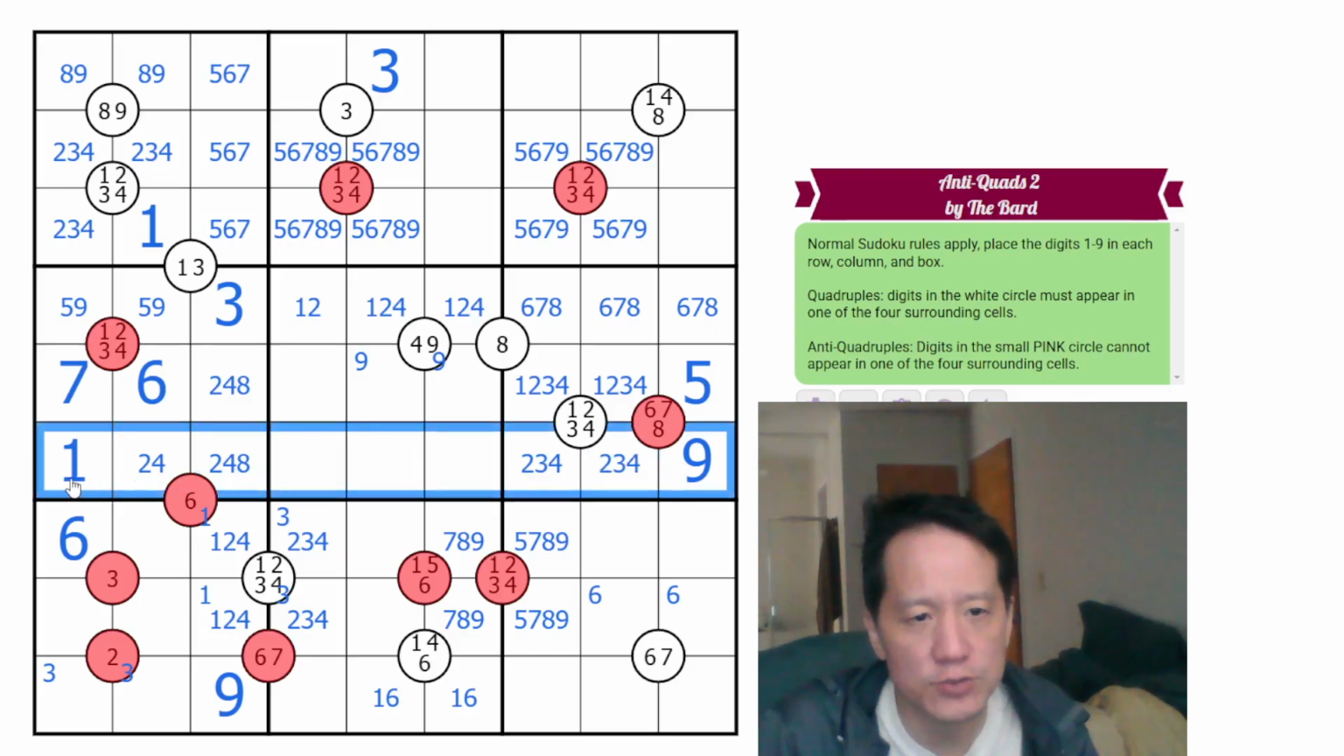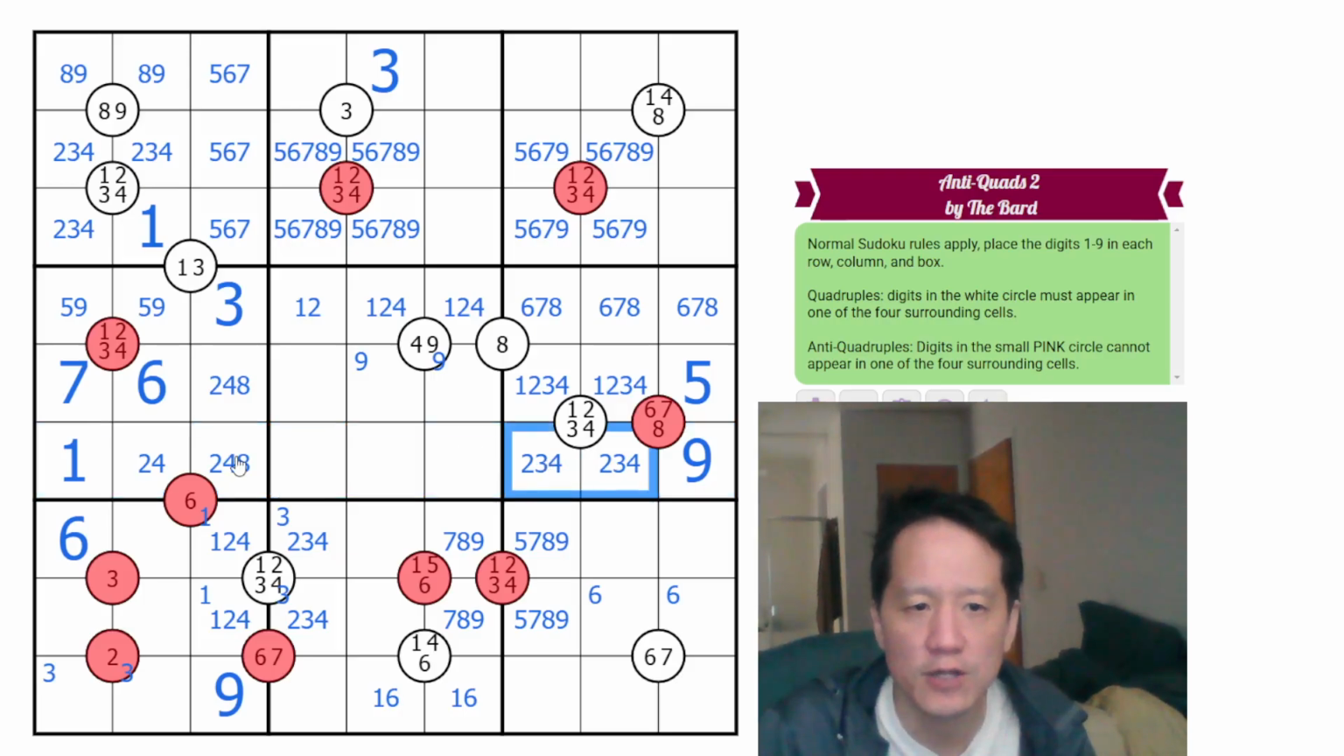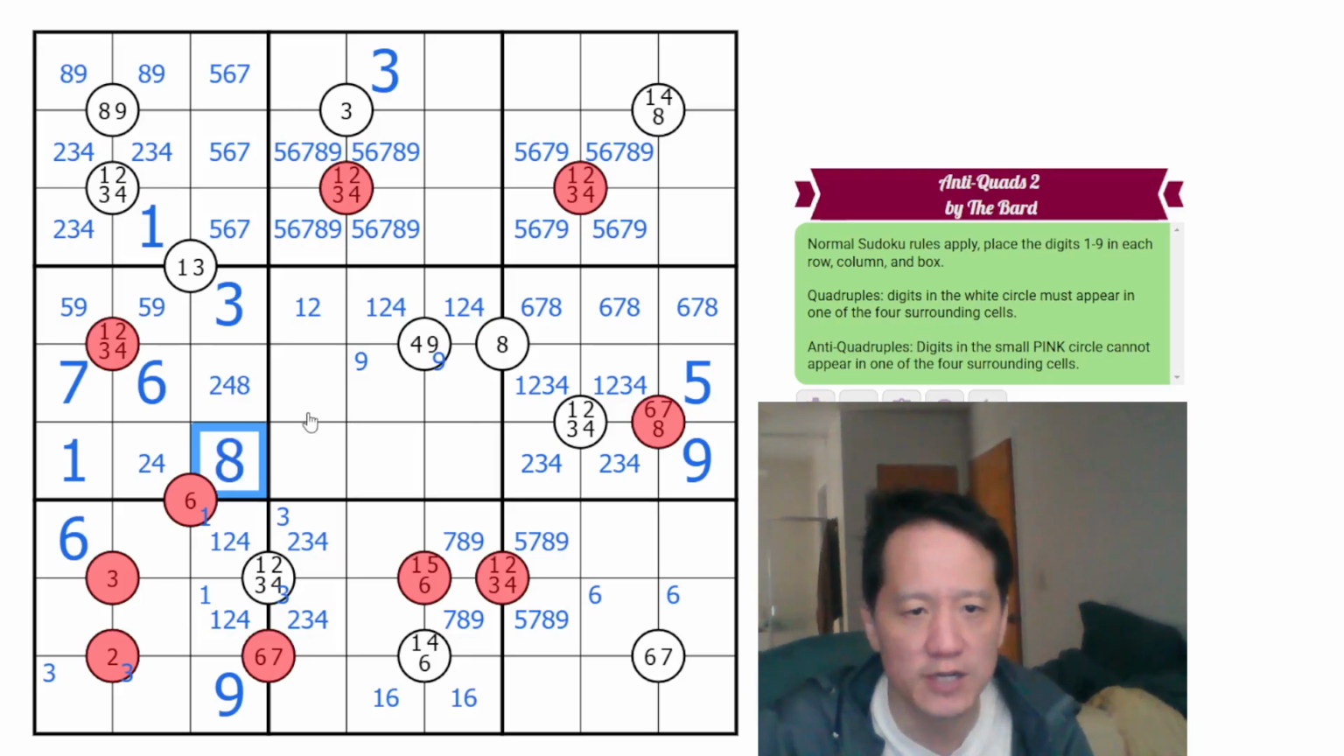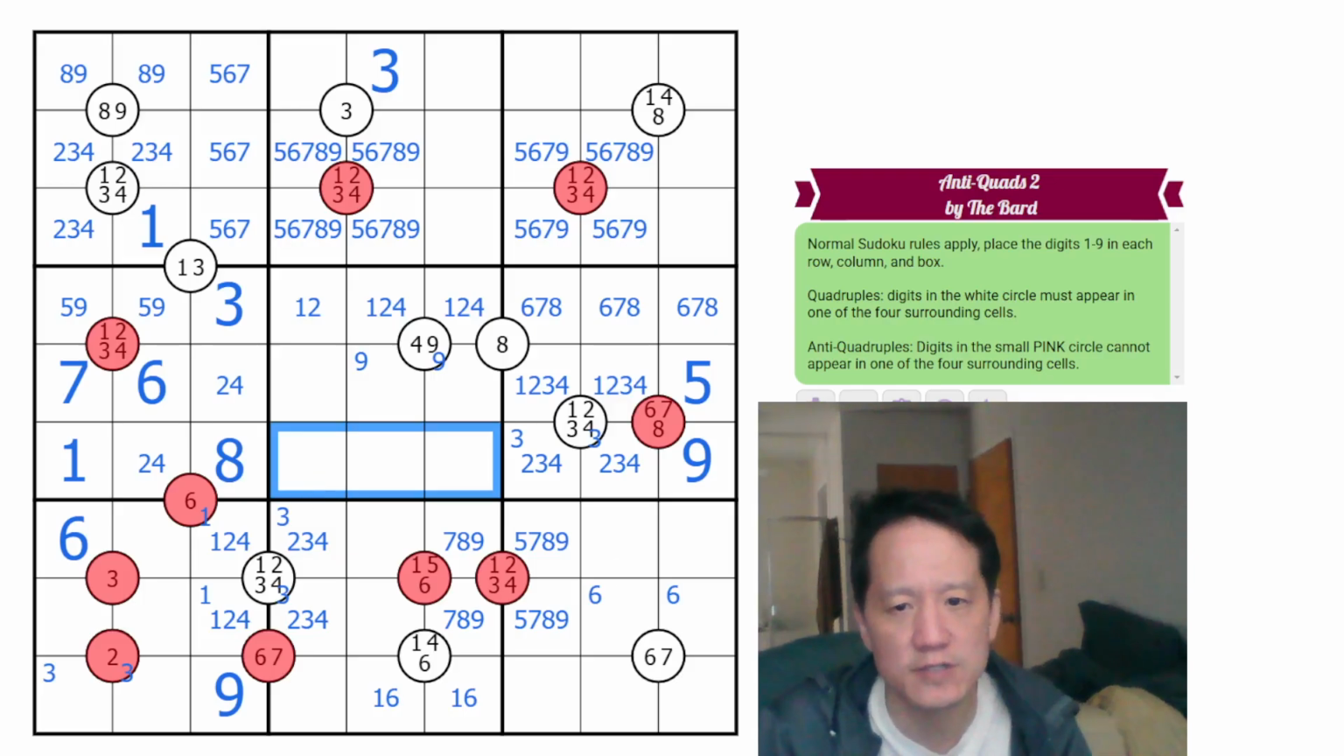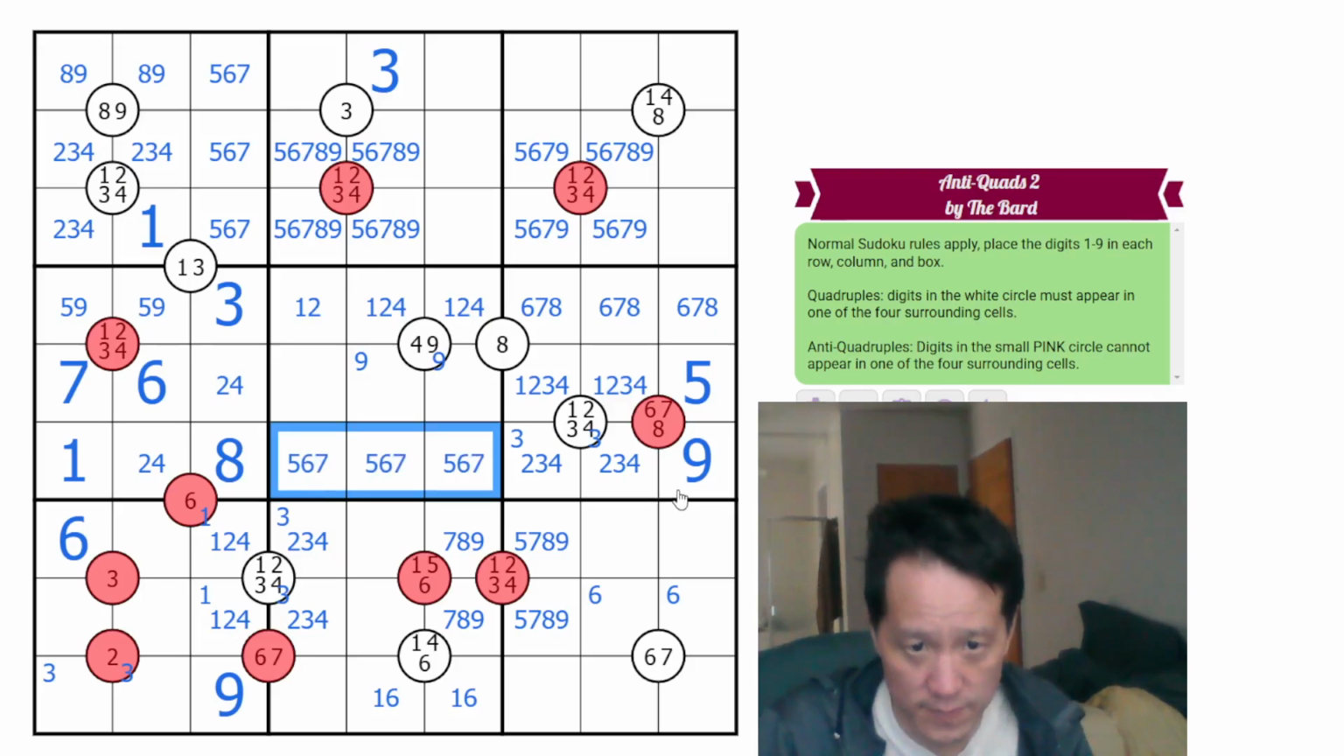Now we have a 2, 3, 4 triplet in row 6, which eliminates 2, 3, and 4 from the rest of the cells in the row. This can't be 2 or 4. This has to be an 8, which means this can't be 8. The 3 also has to be one of these two, because that's the only remaining. This has to be 5, 6, and 7. Therefore, this can't be 3.